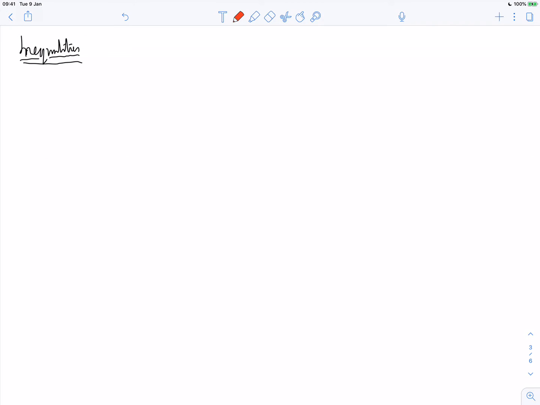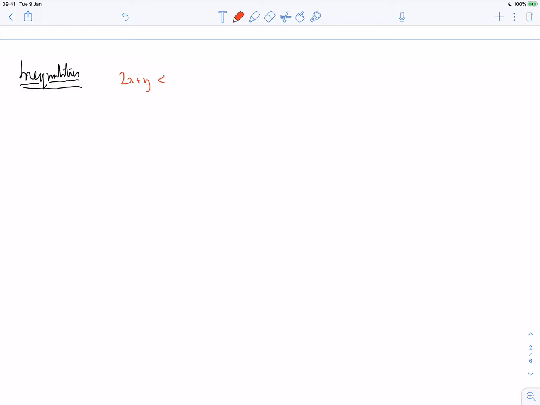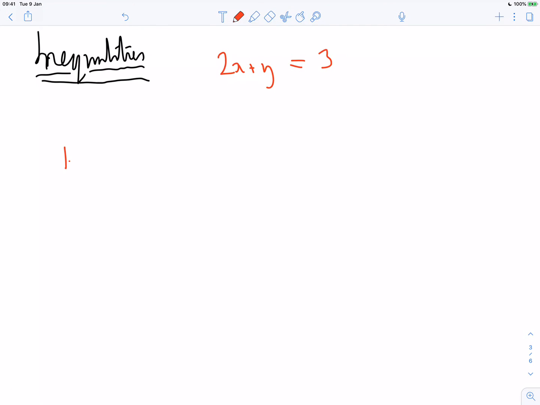Okay, inequalities. So what is an inequality? Well, an equation would be something like this: 2x plus y is equal to 3. But an inequality would be where I've got something like 2x plus y is less than 3, for example, or less than or equal to. It just depends on the context. And the key point to this is inequalities denote regions or sets of numbers.